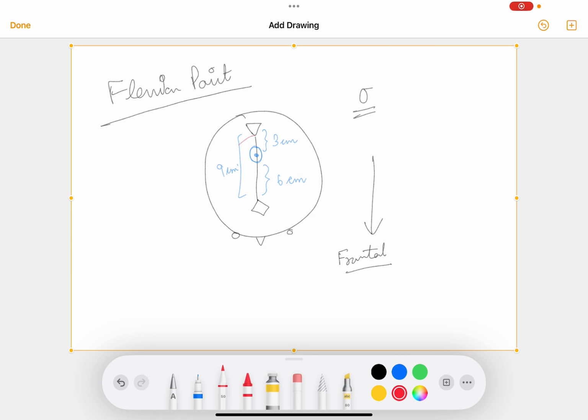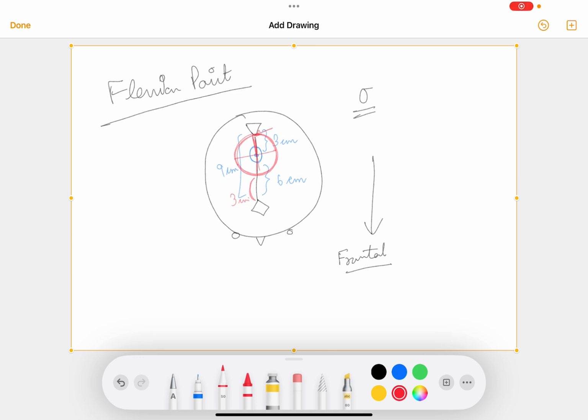Now the vacuum cup is 6 centimeters in diameter. So when you put the vacuum cup like this, the edge of the cup just touches the posterior fontanelle, because the diameter is 6 centimeters and the radius is 3 centimeters. And the other edge is 3 centimeters behind the anterior fontanelle.